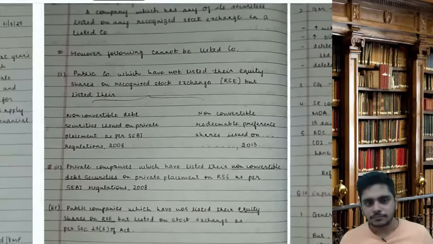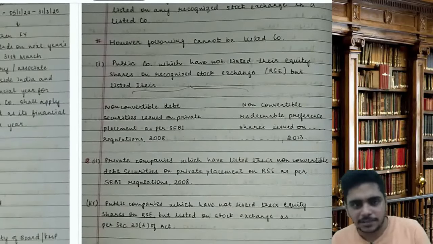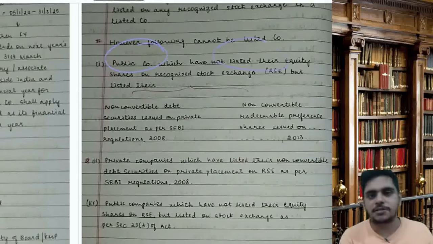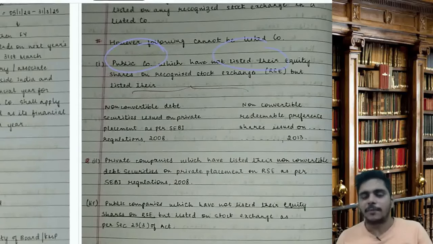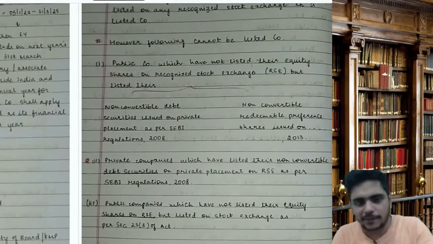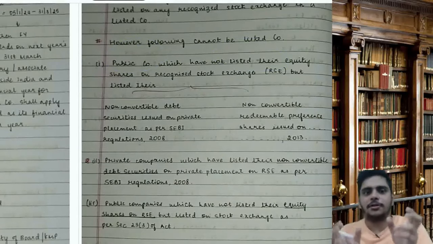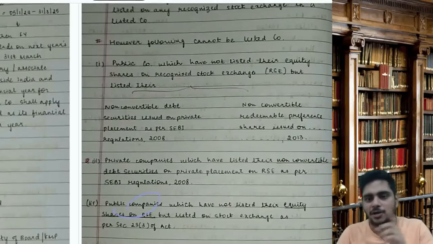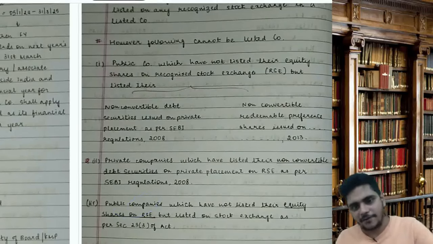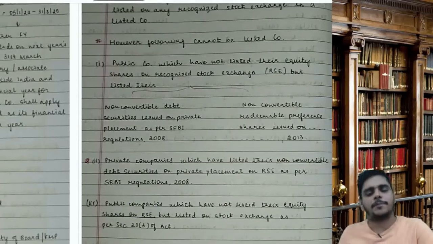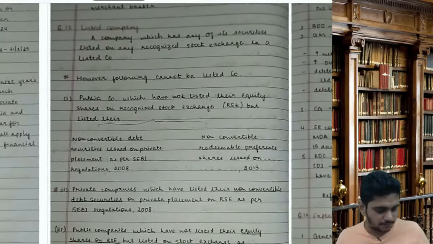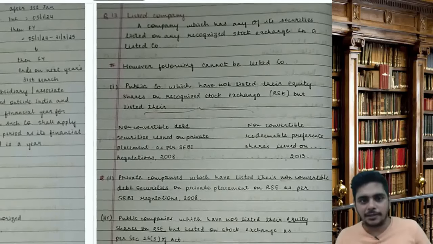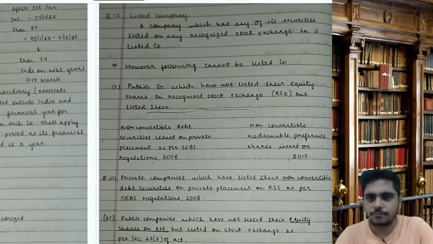Point number two talks about private company. So the following cannot be a listed company: a public company which has not listed its equity shares on RSE, but listed what there? Non-convertible debt securities or redeemable preference shares on private placement basis. A public company which has not listed its equity shares on RSE but listed on other stock exchanges. A private company which has listed its non-convertible debt securities on private placement basis. Understood what is a listed company? Kindly read the definition, very important definition.